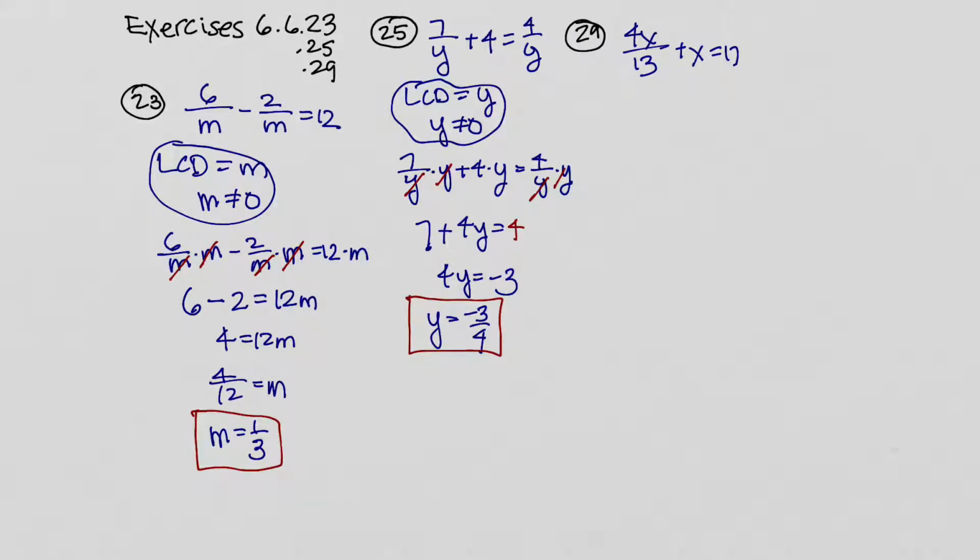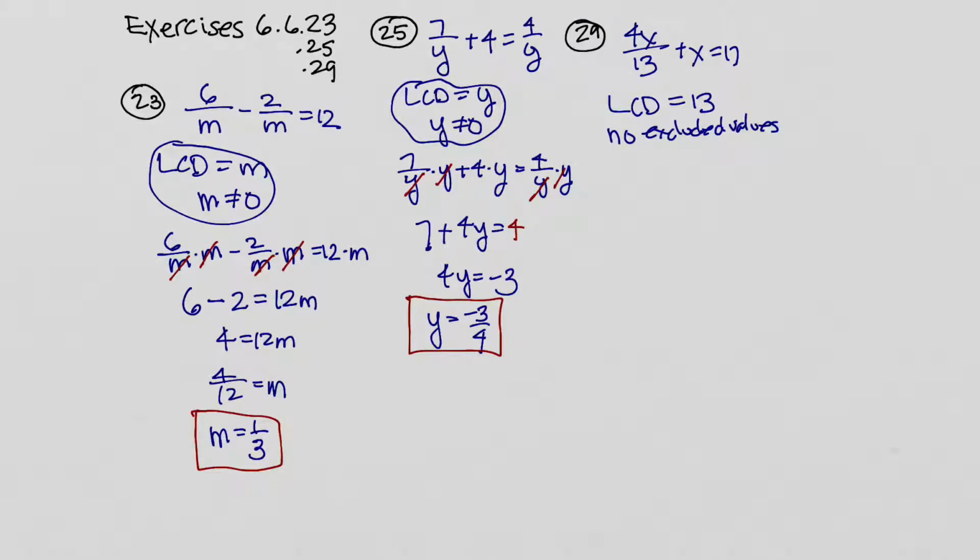So let's move on to number 29. Now number 29 is pretty much the same as what we've been doing, with one difference here. The LCD is 13, and in this case there are no excluded values. No numbers are excluded, because what's going to make this denominator 0? Nothing. It's never 0. It's 13. So we're not going to exclude anything.